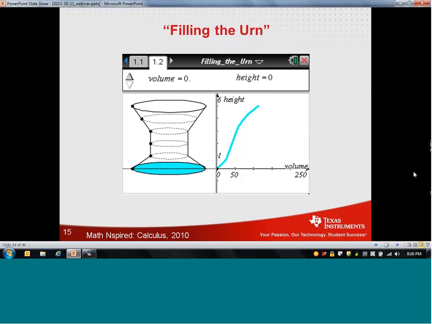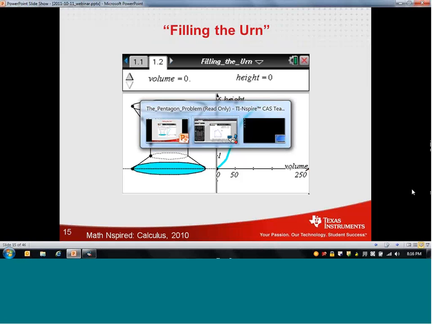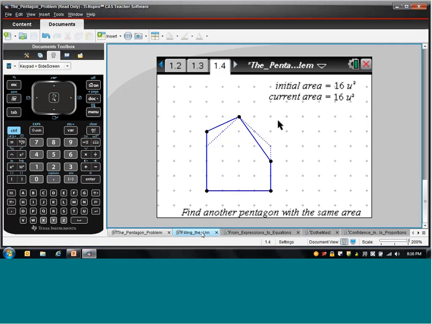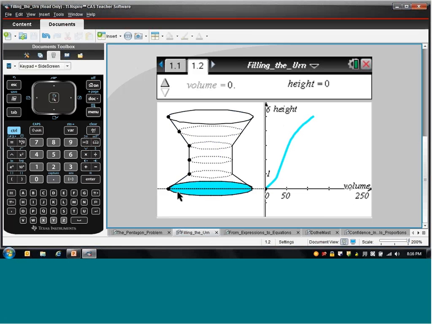Next slide, please. So this is kind of a snapshot of what we're going to see in a second. In fact, won't spend too much time on this. The title is Filling the Urn, but let's go to the live dynamic version so you can really see this at play. So we'll go to the teacher software now.